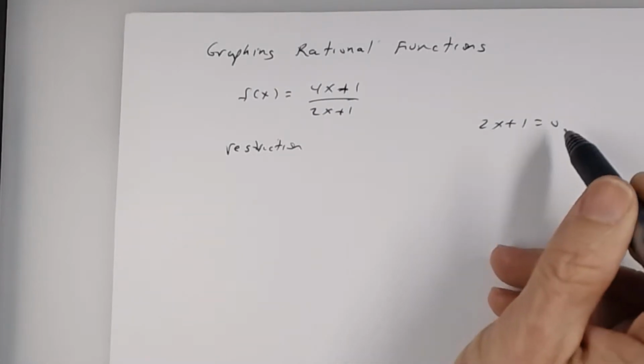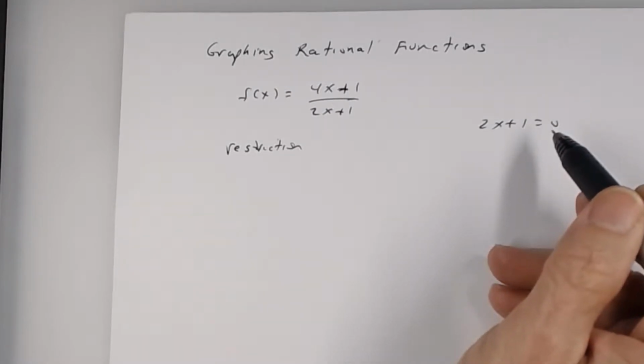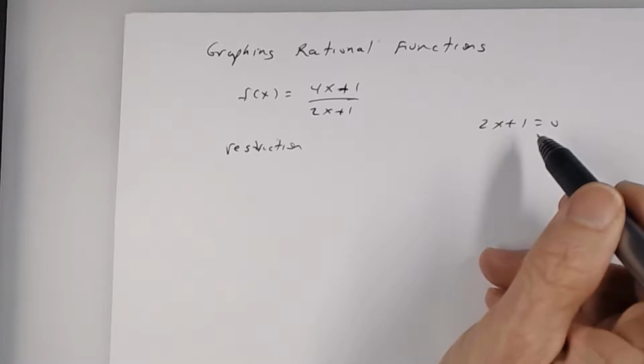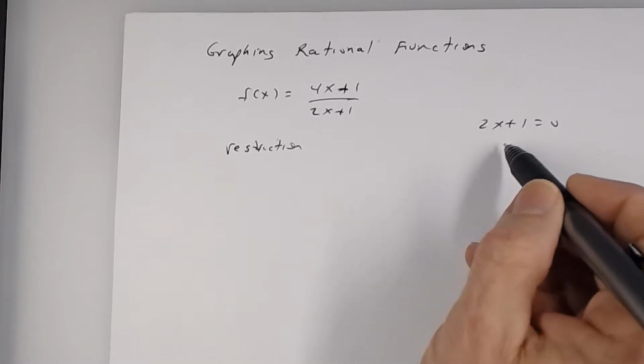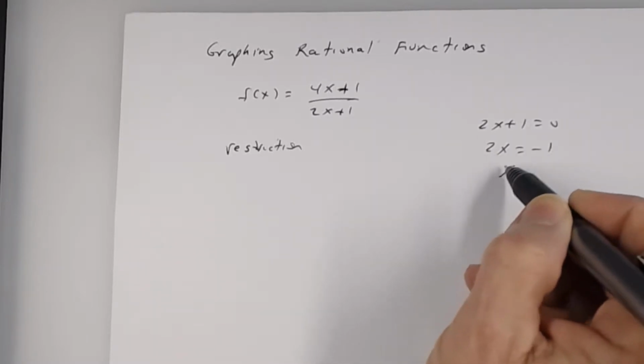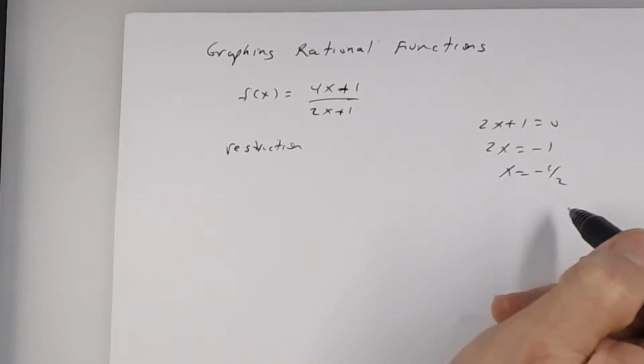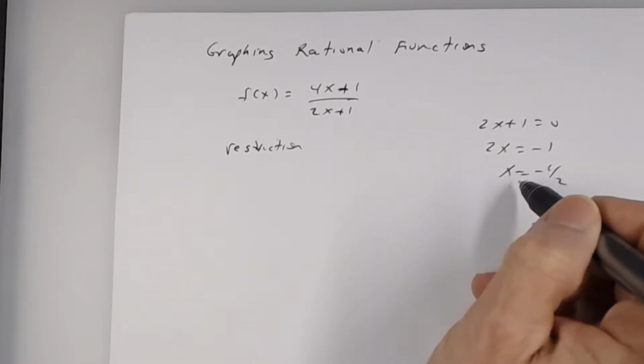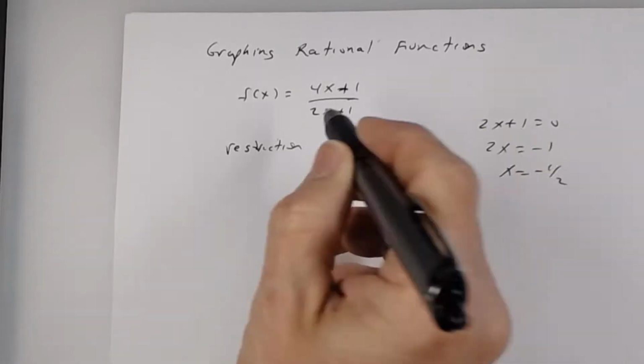Remember doing that on the worksheet? I think that was one you had to turn in last week or so. So if you solve for x, I get 2x equals negative 1, so x is negative 1/2, right? So that's your restriction. So x cannot be negative 1/2.